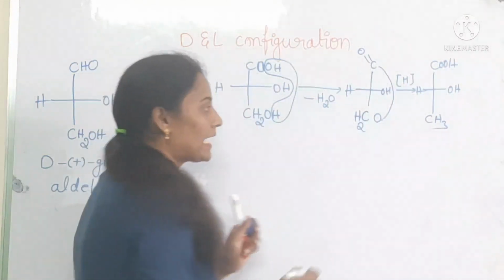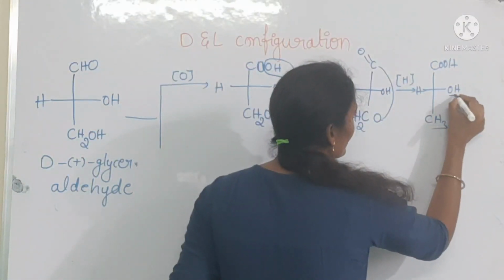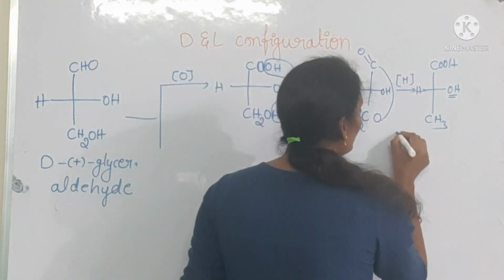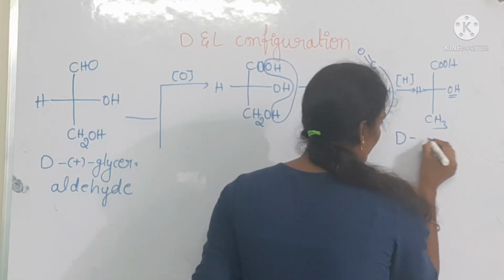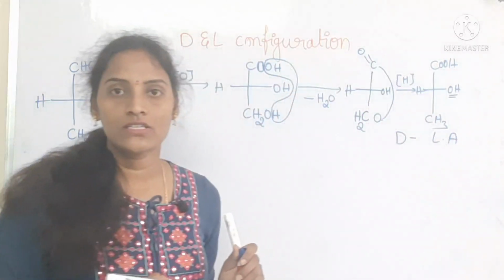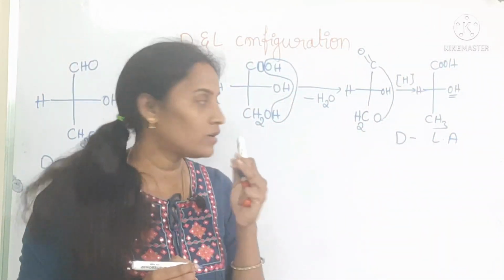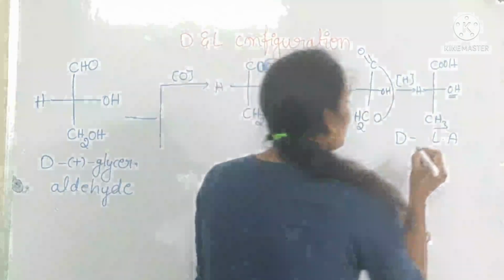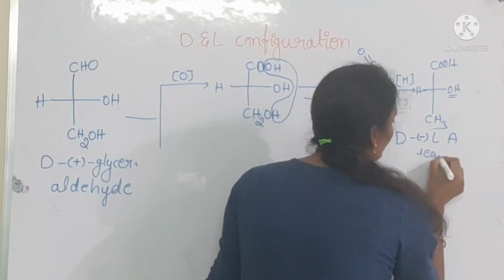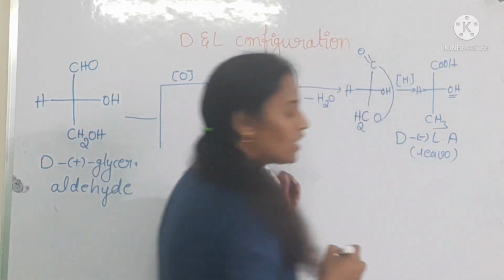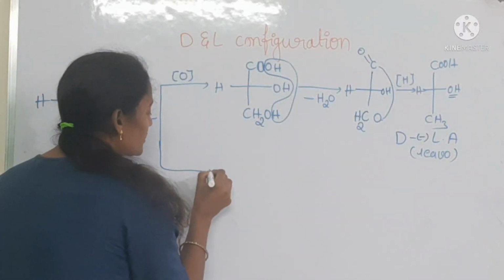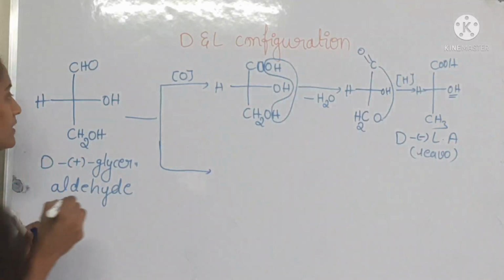So this is the lactic acid. Which lactic acid is this? The OH group is on the right side, so it is the D-lactic acid. Under experimental conditions, it was proved to be minus, that means the levo form of this lactic acid. Now you can take another reaction with respect to this glyceraldehyde.